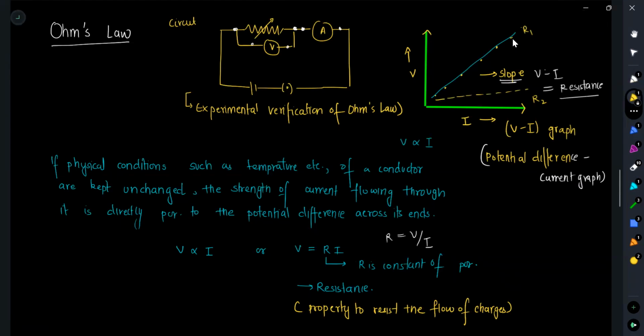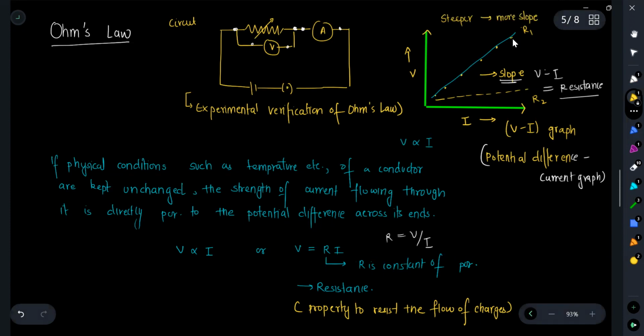R2 ज्यादा होगा. The steeper it is, the more the slope. तो ये याद रखना, स्टीप मतलब मोर स्लोप. This is very important, because कभी कभी MCQ में आपको दो ग्राफ दे रखे होंगे, आपसे पूछा जाएगा इनमें से रेजिस्टेंस ज्यादा किसकी है.